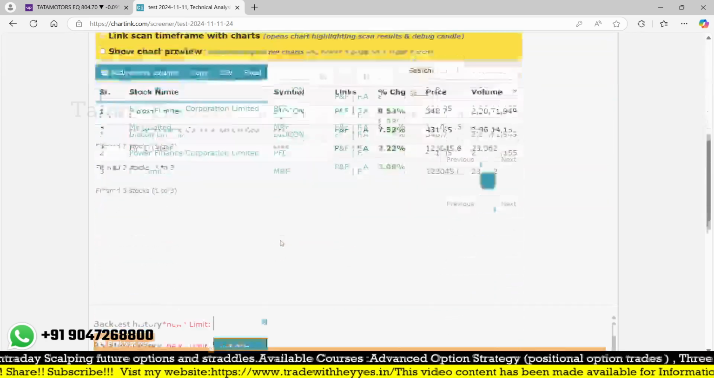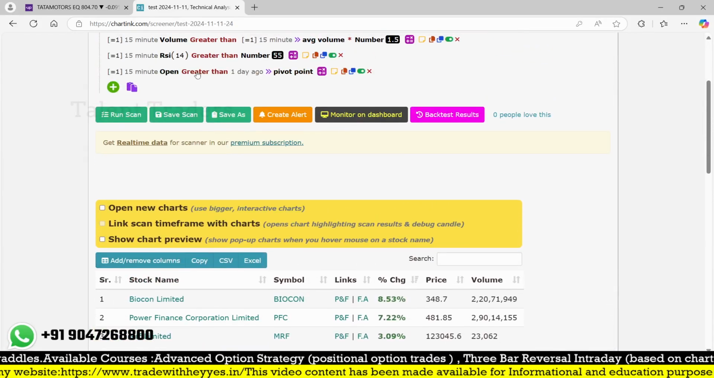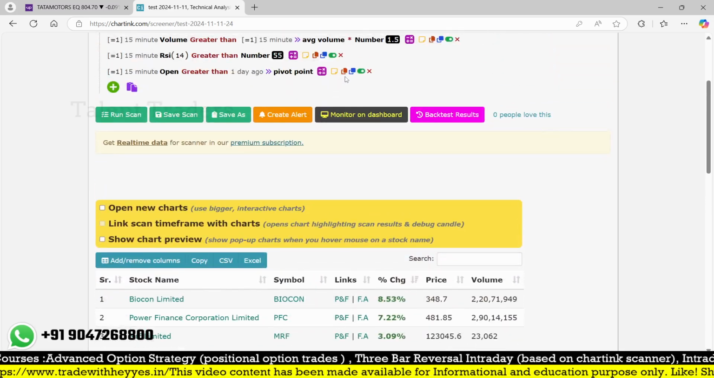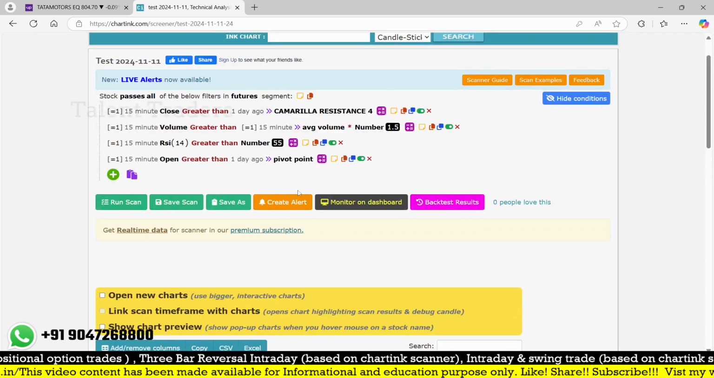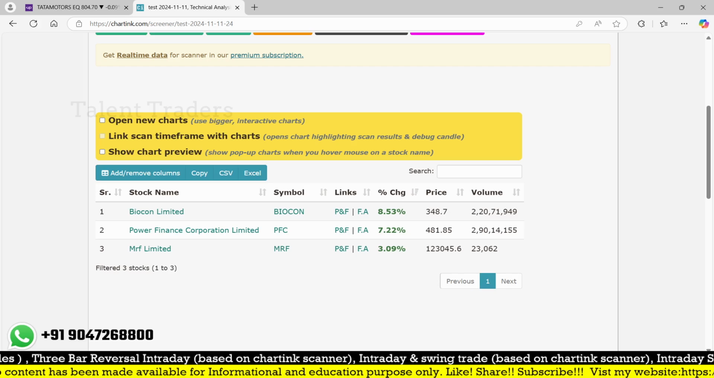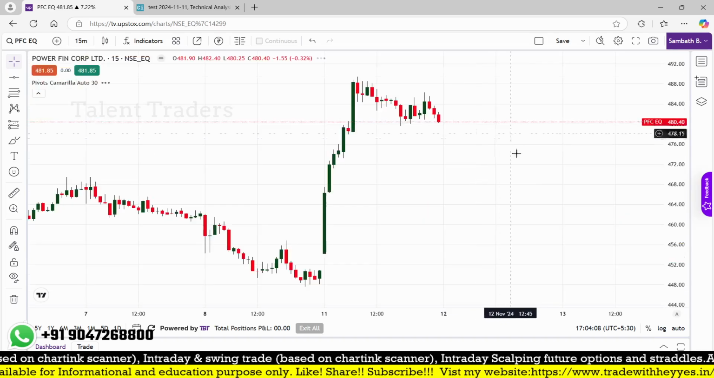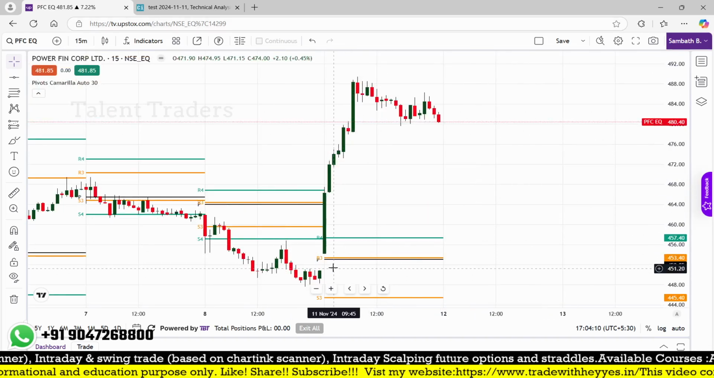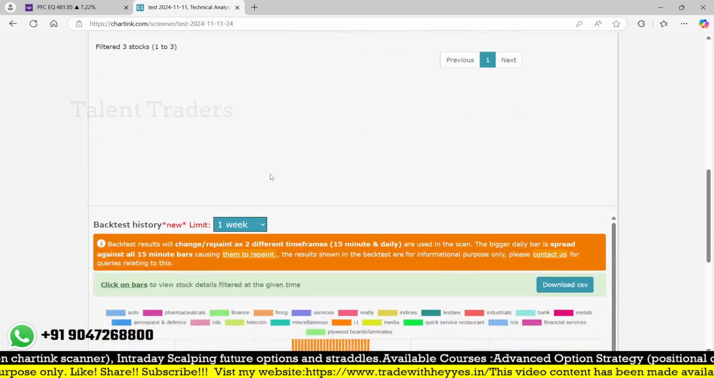Okay, so now there are only three stocks here. I think one is removed. While adding this condition, which one is removed? I think Tata Motors is removed from the list by adding this filter. So the remaining ones are all good. PFC, that's okay. It is greater than the pivot, so it keeps on rising.